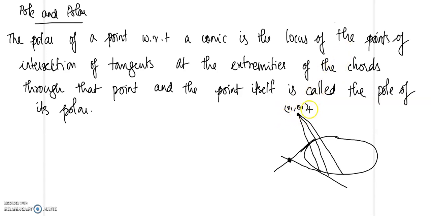So we have a point r1 theta 1. From there we have different chords, and you have the tangents at the extremities of the chords. The tangents will be intersecting at those points. Now the locus of those points is called the polar. Here we'll start with the equation of the conic in the polar form, and we have already seen the equation of the chord of contact, and using that we'll find the equation of the polar with respect to the point r1 theta 1.